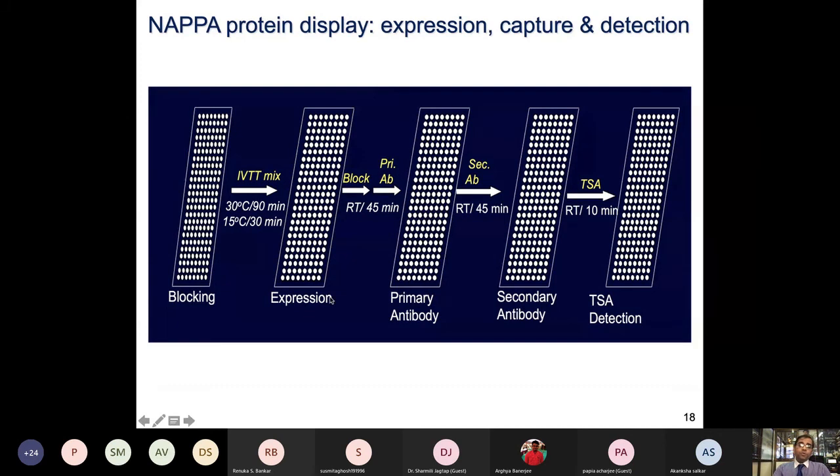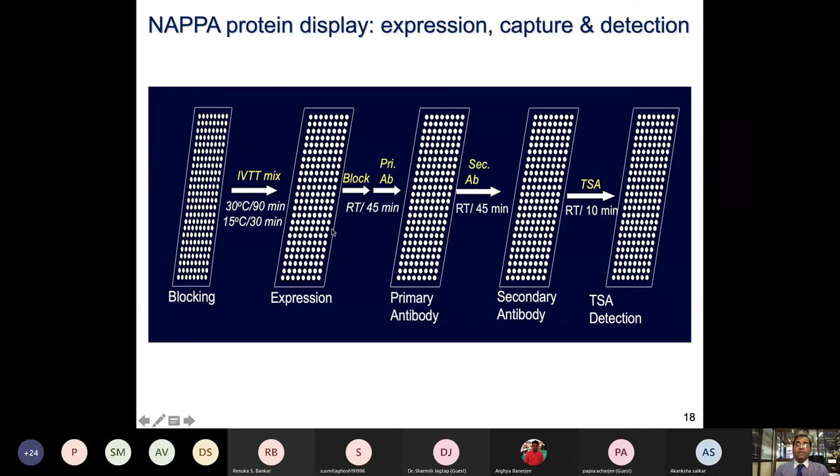Then you move to the IVT mix addition, the in vitro transcription translation mix, which you add. After addition of that, you incubate at 30 degrees for 90 minutes, followed by a capture step, which is 50 degrees for 30 minutes. Why do that? Because, as I showed you, there's a capture antibody there. First of all, you want to express the protein, for which 30 degrees is a good temperature, and then you want some time for this expressed protein to bind to the capture antibody, and lowering the temperature helps that binding. So in 2 hours, from the DNA you now have the proteins expressed on the array.